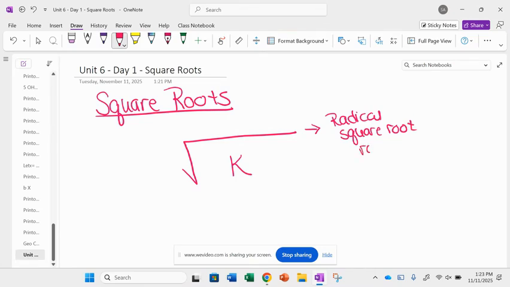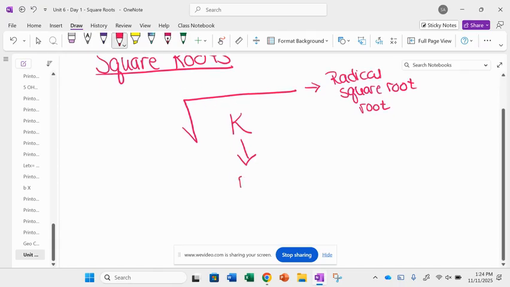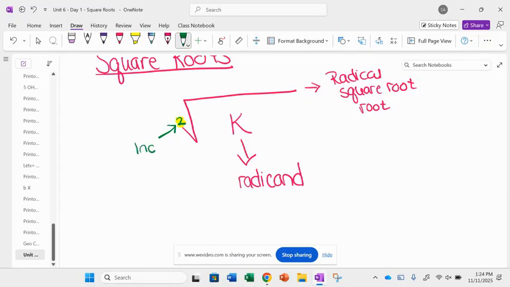And a lot of times I'll just call it a root. The number inside the radical, that is called the radicand. And you may or may not know this, but there's actually a number that can be written sort of at the peak of the radical, the check mark of the radical. If there's no number there, it's implied that it's a 2. And that number is called the index.